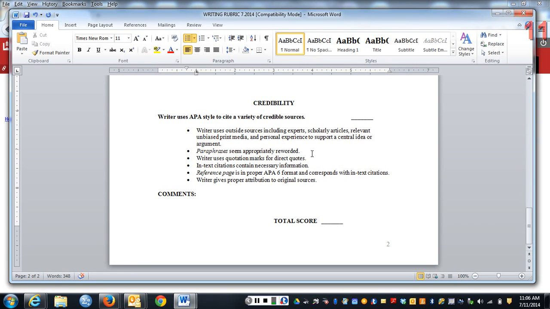Paraphrases seem appropriately reworded. That has to do a lot with giving proper credit where credit is due. If you're going to paraphrase, you need to make sure that you're giving the information back in the way it was initially intended, and that you use quotation marks for direct quotes. You have in-text citations as necessary. Your reference page is in proper APA format, and you give proper attribution to original sources.